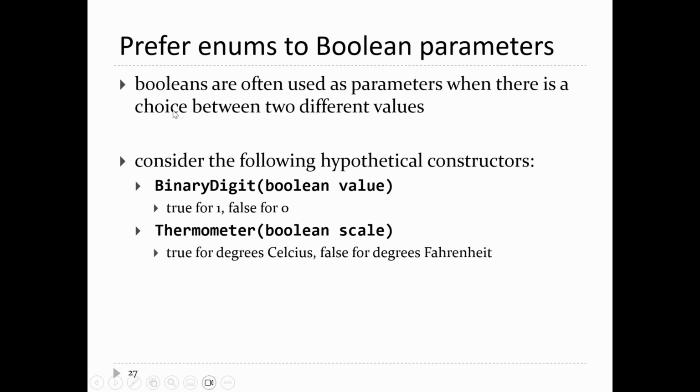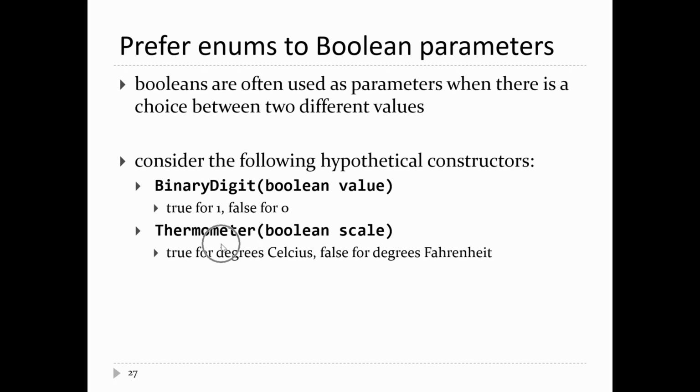So one way to implement these types of classes is to have a whole bunch of fields of type Boolean. Here are some simple examples. I've got a binary digit class, and a binary digit is either 0 or 1. You might consider providing a constructor where people pass in the value of the binary digit as a Boolean value, true or false. So presumably 1 will be true and 0 will be false.